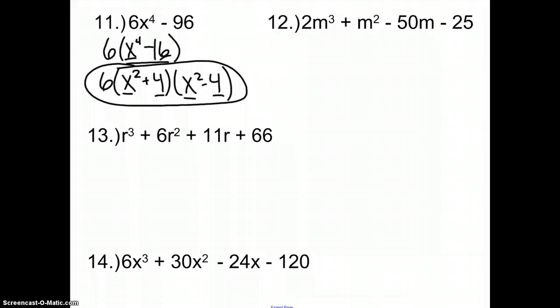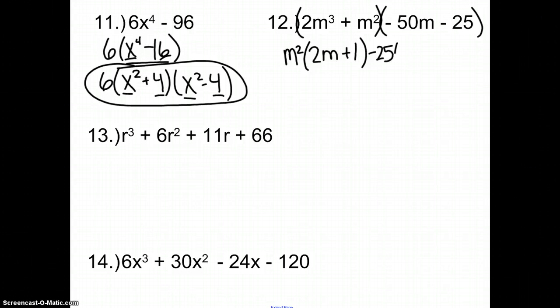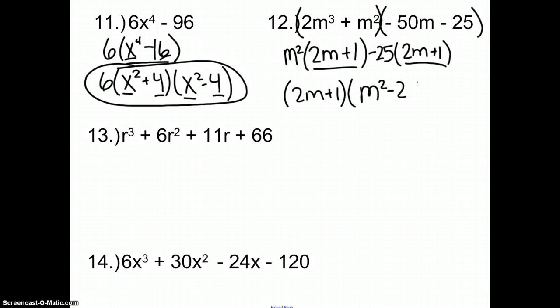Now number 12, we have 4 terms, so we're going to have to go back to factoring by grouping. So we can group the first 2 and the second 2 and factor out what they have in common. The first one, we have an m squared, so we have 2m plus 1. And the second one, we have a negative 25 in common. So then we have a 2m plus 1. We can factor out our like term, 2m plus 1, and then combine what we have left of m squared minus 25.